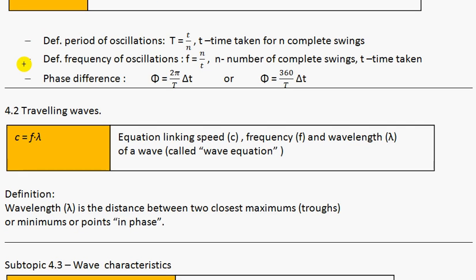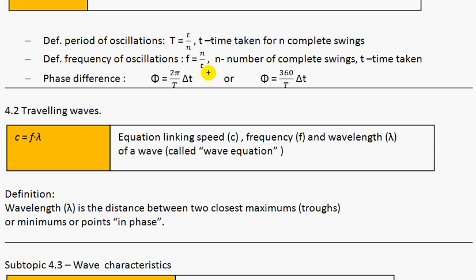Here I give you the definition. Period of oscillation is the time of one complete oscillation. This is why you divide. If you measure the time of n complete oscillations, you divide the time by n, and you get the time of one complete oscillation. Frequency is vice versa. It is the number of oscillations per 1 second.